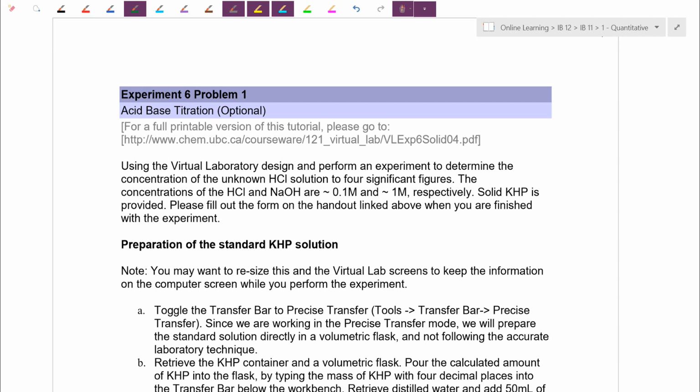A couple of important notes before I switch over to that simulation. Again, what we're doing is an example of an acid-base titration. There are others, but the whole goal is to find the unknown concentration.